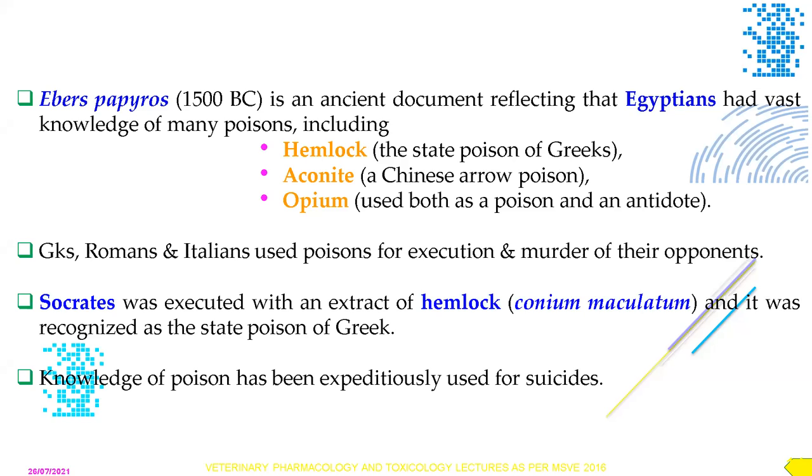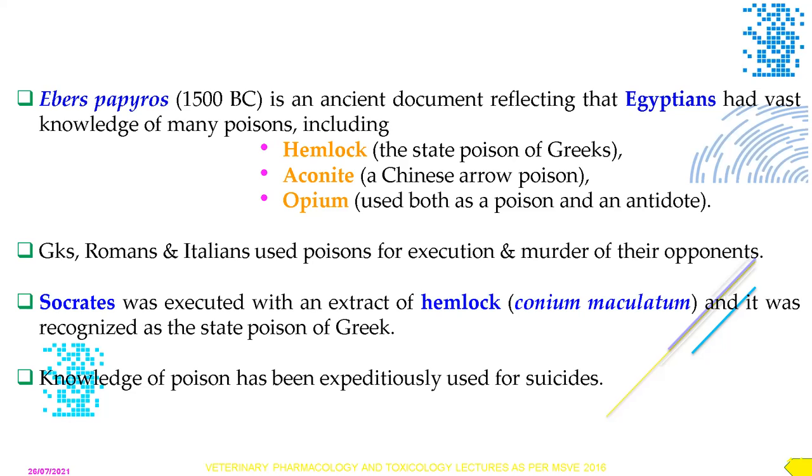Then aconite is one of the Chinese arrow poisons. Especially recently there was a web series, a Hindi series, Tandav, in which Saif Ali Khan acted, and he used this aconite, a Chinese arrow poison, to kill his father, who was a prime minister, and acquire his chair. And the opium was used as a poison and also as an antidote. Both things, the opium was used as a poison and also the antidote.